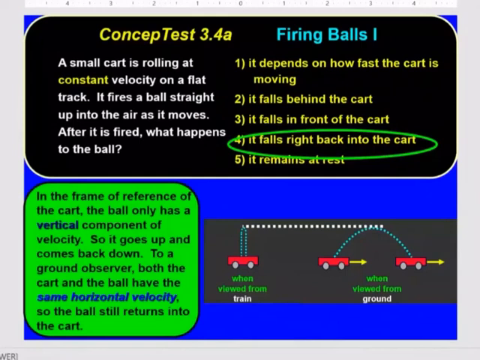Well, the cart is already moving when it fires the ball. So the initial velocity of the ball, let's say the cart is going 3 meters per second to the right. When the cart fires the ball, the ball is also going 3 meters per second because it's staying with the cart. Well, when it goes up above the cart, what's pulling sideways on it? Nothing. So is it accelerating? No. That means, is its velocity changing? No. It continues to move at 3 meters per second like it was before.